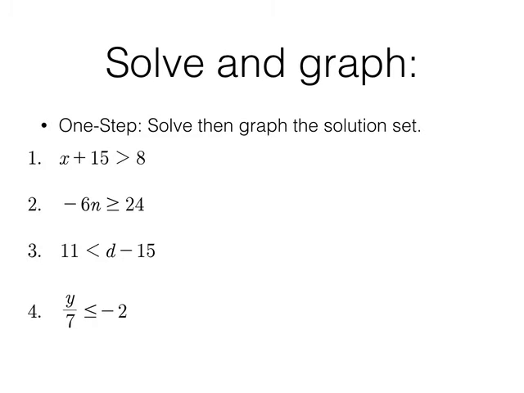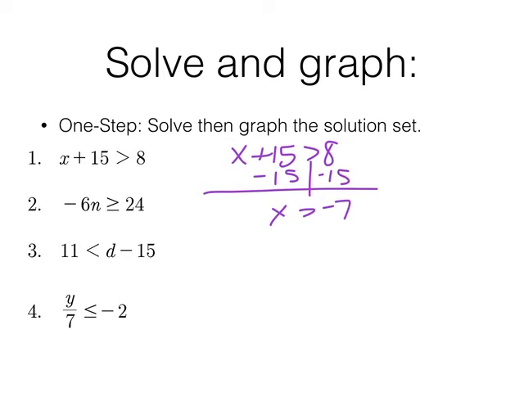Let's just do a couple of one-step inequalities here. All right, so we've got number 1, x plus 15 is greater than 8. It's a one-step inequality. We're going to solve it just like we would an equation. So in this problem, I'm going to subtract 15. So we get x is greater than -7. That's just like one of the inequalities we had before. Well, actually, almost, because it was an "or equal to." And then graph it.